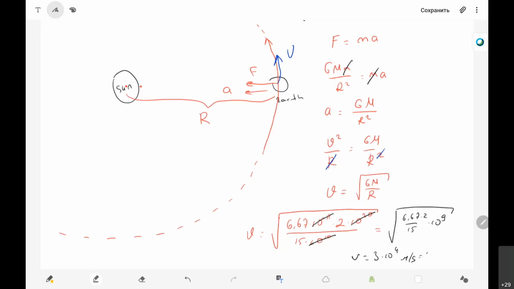So in kilometers, it's 30 kilometers per second. So 30 kilometers in 1 second. So this is the velocity of the Earth around the Sun.